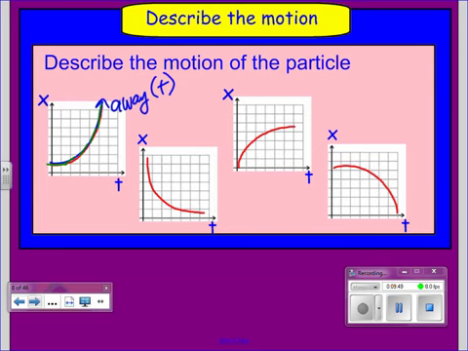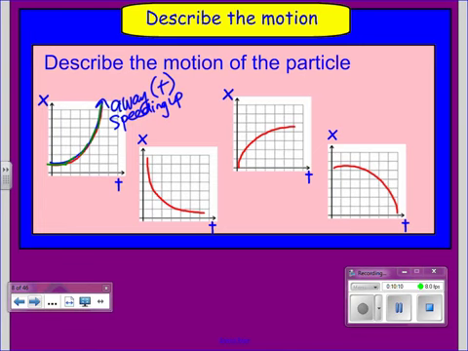If the slope is getting steeper, then that means the object is speeding up. A quick little way you can remember whether it's speeding up or slowing down is notice that in each of the four graphs, there seems to be an area of the graph where it's leveling off. Or in other words, it looks like it's flat.